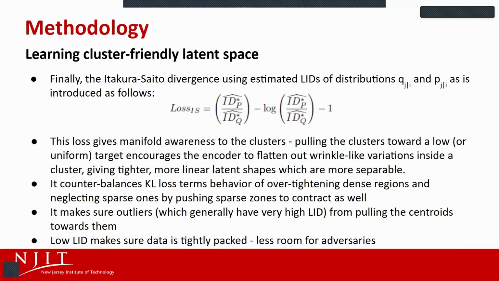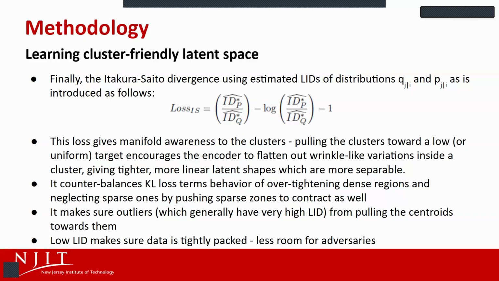Finally, I introduce the Itakura Saito divergence using LIDs of distributions QJ and PJI as introduced as follows. So why choose this loss? What does this loss do? What this loss essentially models is how many degrees of freedom a point in distribution P has relative to that of a point in Q.